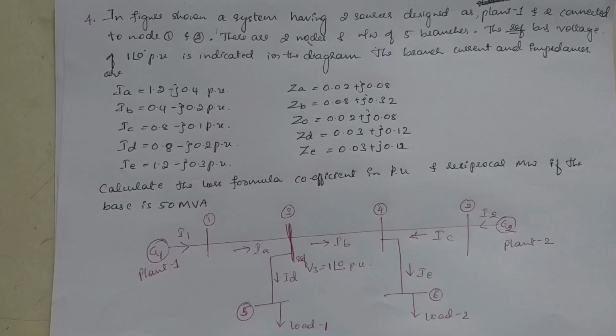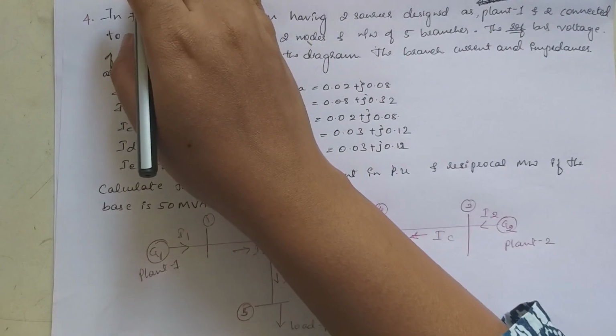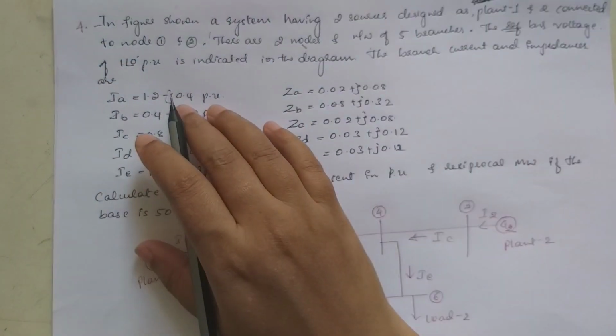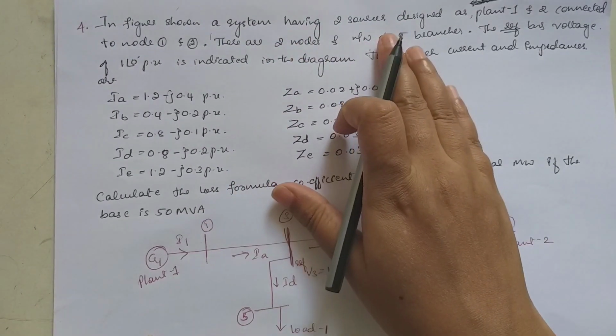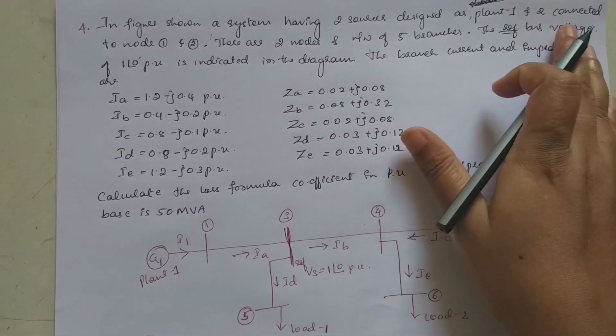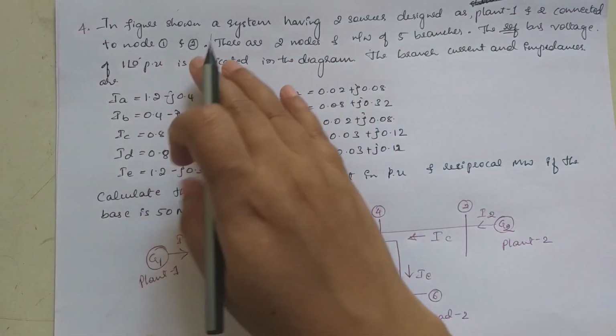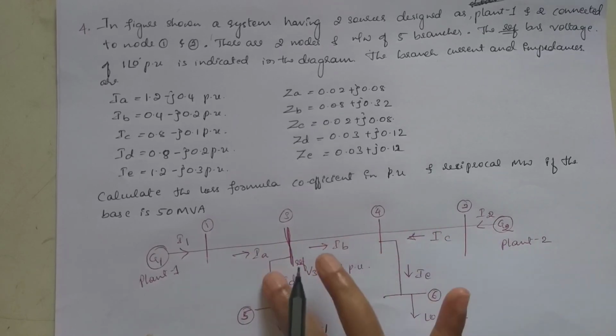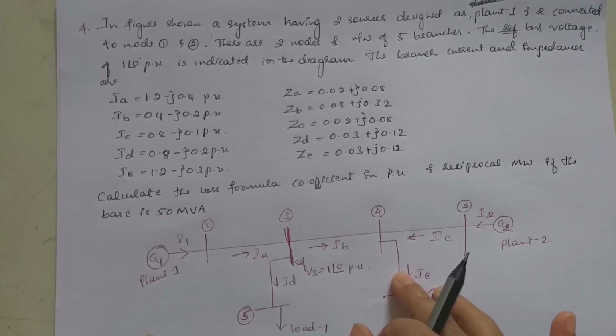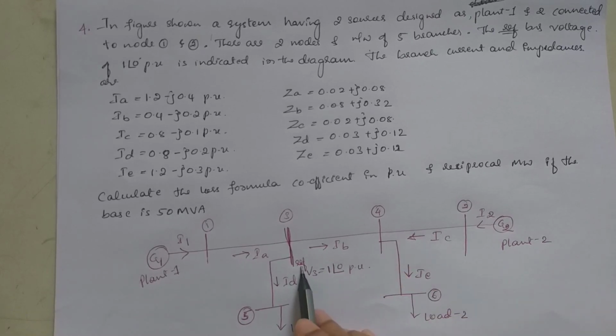Hello students, this is the next problem under module 3, the problem under beta coefficients or loss coefficient. In the figure shown, a system having two sources designated as plant 1 and plant 2 is connected to node 1 and node 2. There are two nodes and a network of 5 branches: 1, 2, 3, 4, 5. The reference voltage V3 of 1 at an angle 0 per unit is indicated in the diagram.